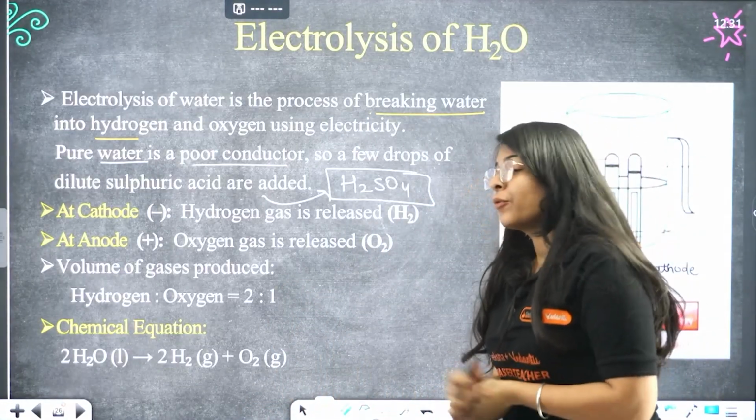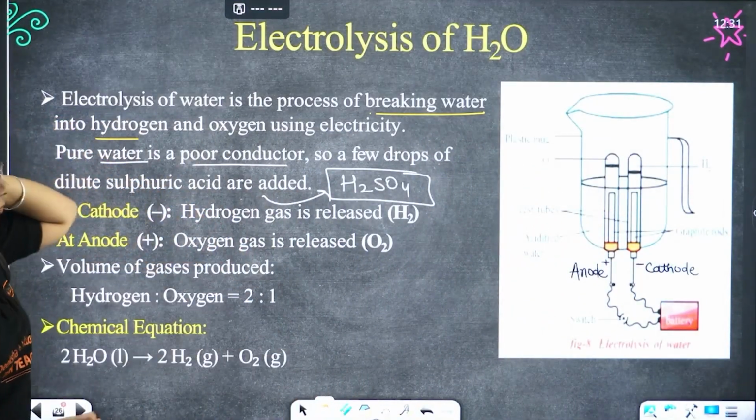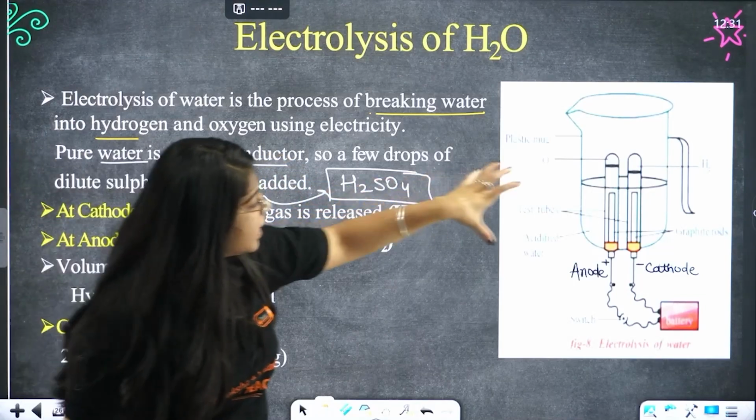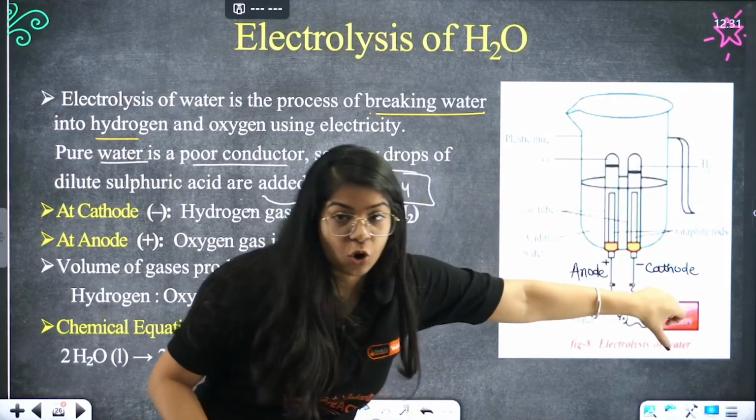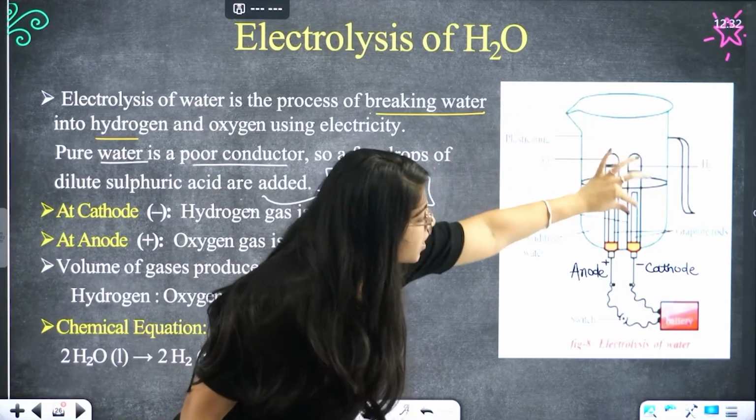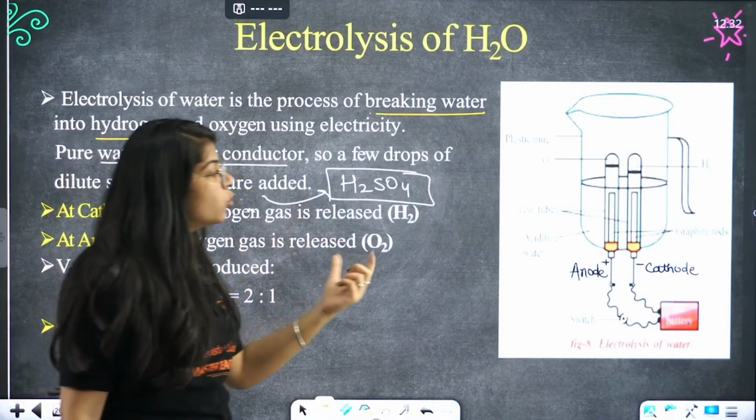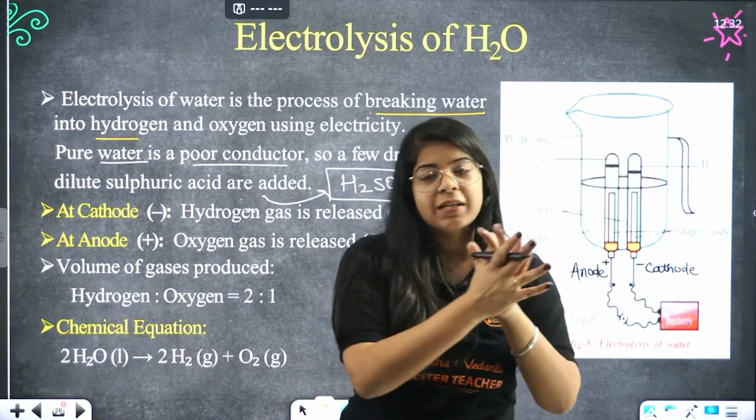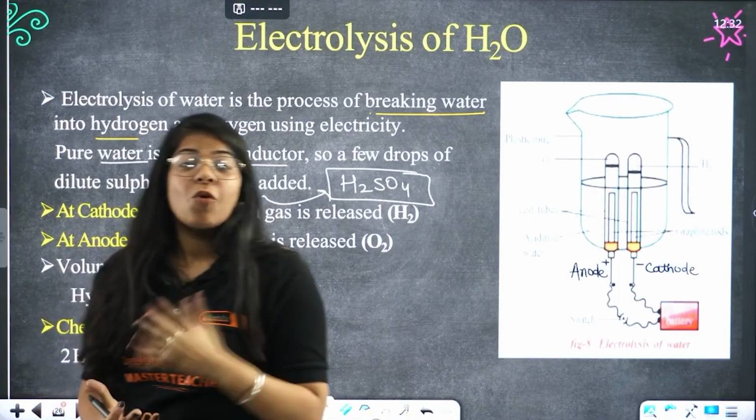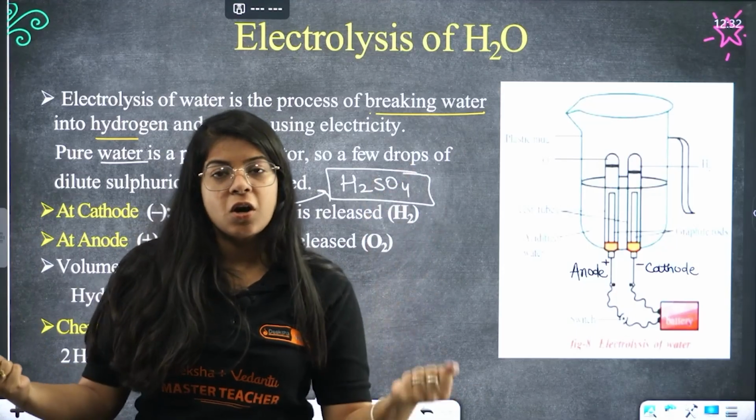Now when we turn on the electric current, what happens? All the hydrogen gas is released and it gets accumulated at the cathode, because hydrogen is positive, it will be attracted to negative, so it deposits on the cathode. And oxygen gas, O2, is released at the anode and accumulates there. So water broke into hydrogen and oxygen: hydrogen on the cathode, oxygen on the anode.